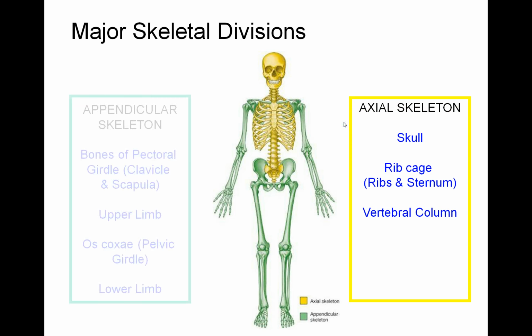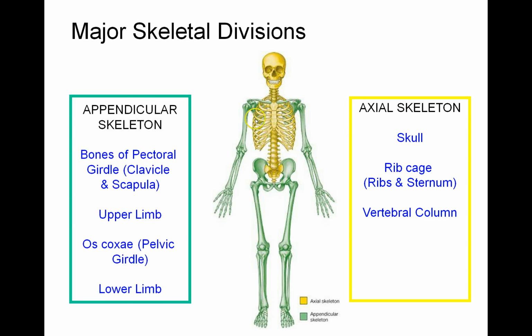Let's now look at the appendicular skeleton. The appendicular skeleton consists of the pectoral girdle. The pectoral girdle refers to the clavicle and the scapula. Attached to the pectoral girdle are the bones of the upper limb. More inferiorly, we then have the os coxae, which is another word for the hip bones, and the right and left os coxae articulate to form the pelvic girdle. Finally, we have the lower limb making up the appendicular skeleton, which consists of numerous bones from the femur all the way down to the phalanges of the toes.